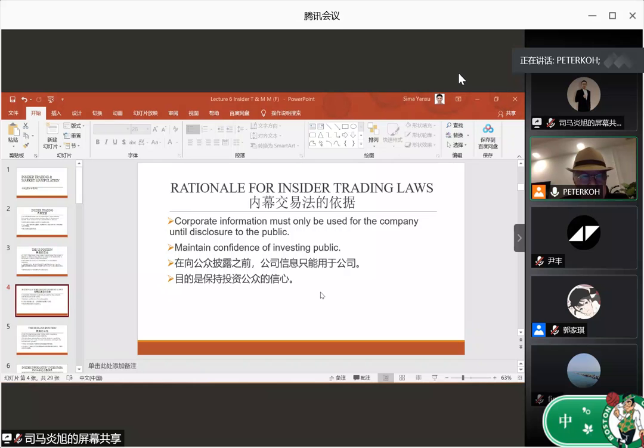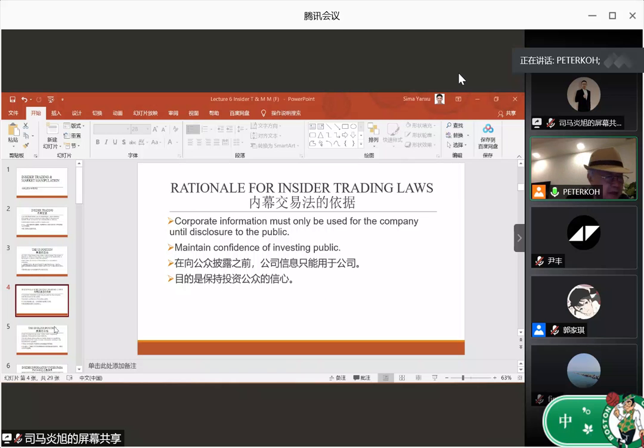And another thing is that you must understand confidence and information is for the company, right? You see, let's put in number 2, 公司信息只能以公司. It belongs to the company. Therefore, it can only be used for the benefit of the company and not for the individual. Okay? Not for the individual.